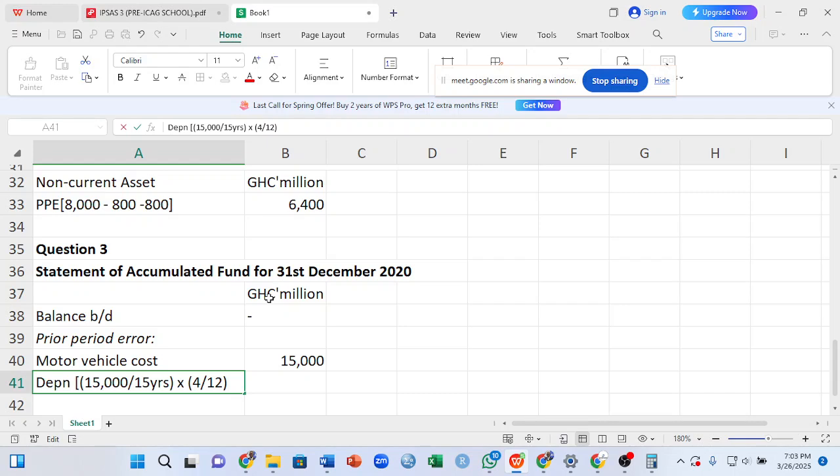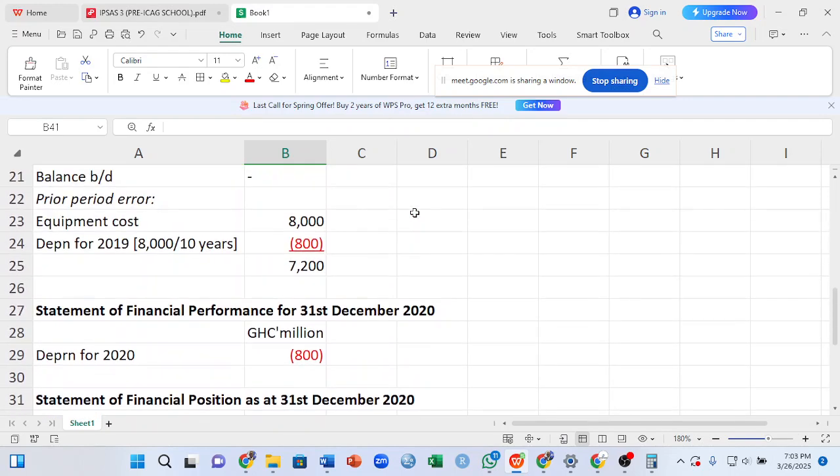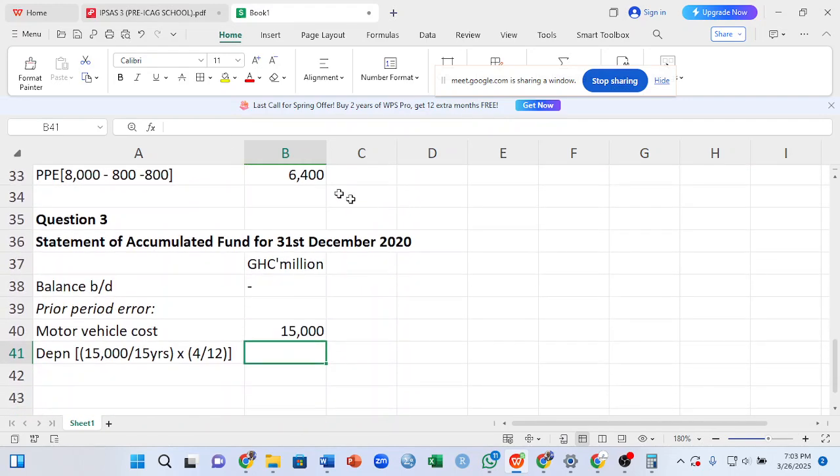So the only difference between this and the other one is that the 2020 depreciation year is occurring from 1st September. So you're not going to consider a full year depreciation. You're only going to consider that of what? 4 months. So someone should calculate for us. What will be our depreciation now?